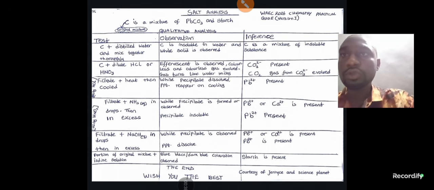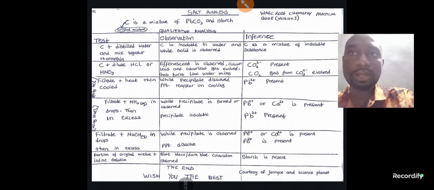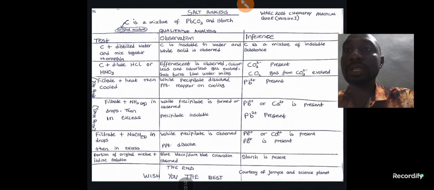You mix the two substances in their right proportion, so you can weigh them or you can just measure them. You can measure, maybe, 2 grams of lead trioxocarbonate and 2 grams of starch, or you can just measure them using your spatula. You take maybe 3 spatulas of lead trioxocarbonate and 3 spatulas of starch and mix them.